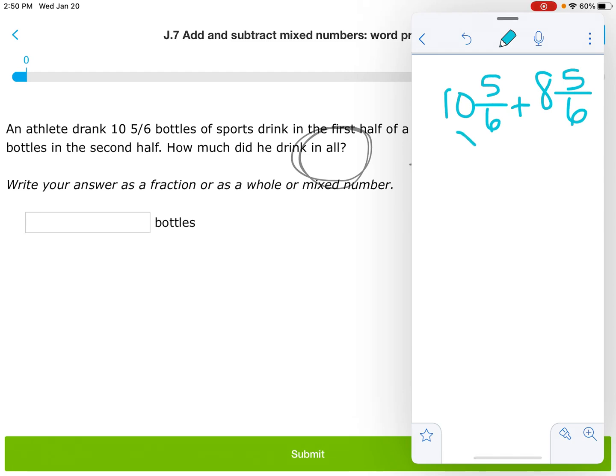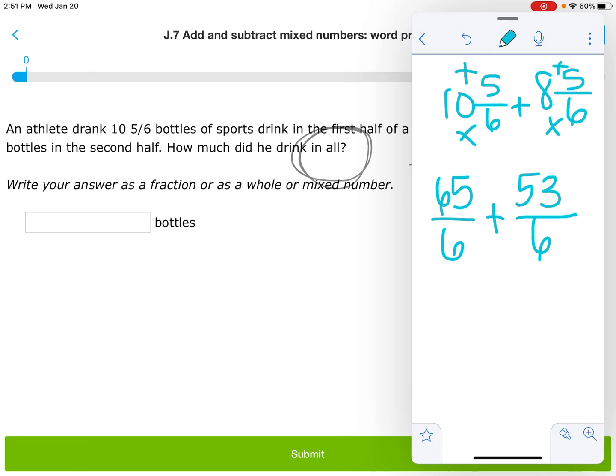I'm going to convert this to an improper fraction. 10 times 6 is 60, plus 5 gives us 65. Our denominator stays a 6. Our next fraction, 8 times 6 is 48, plus 5, 53. And our denominator stays a 6.